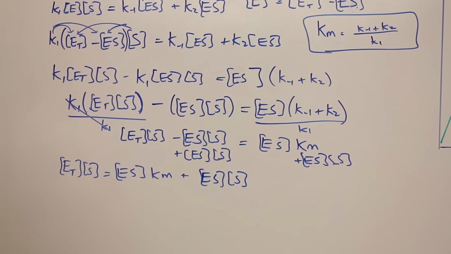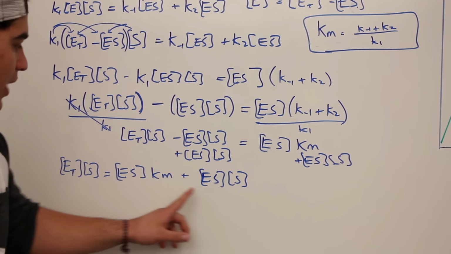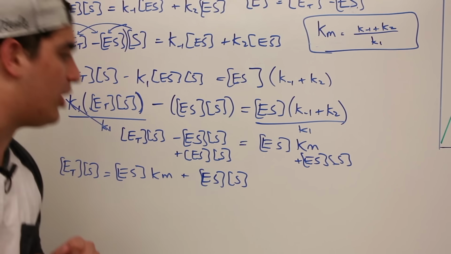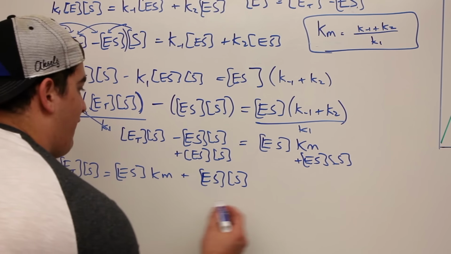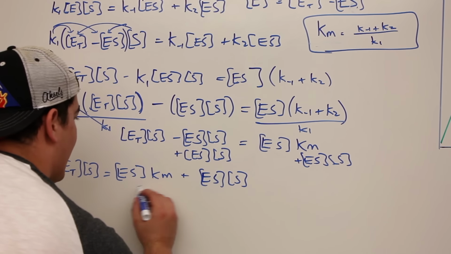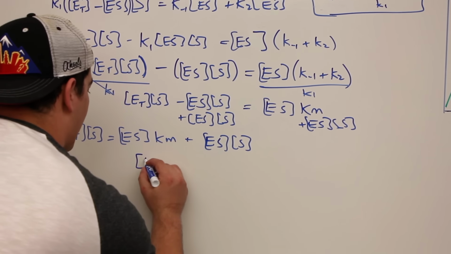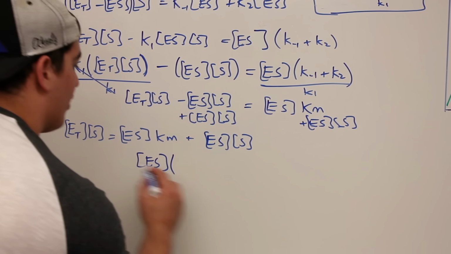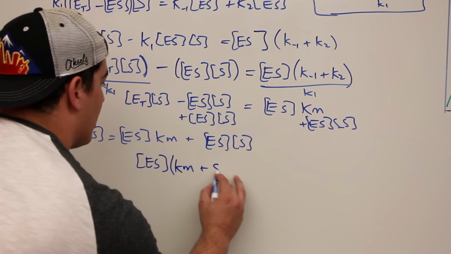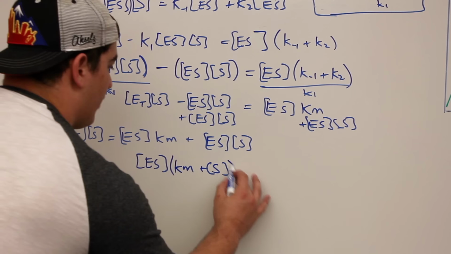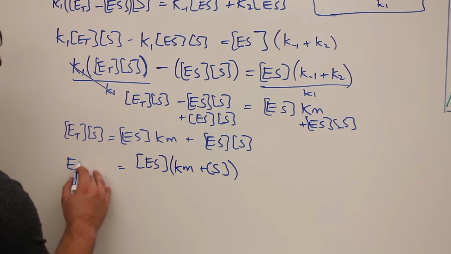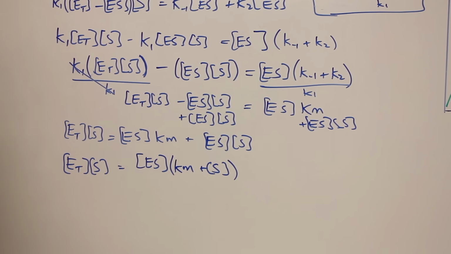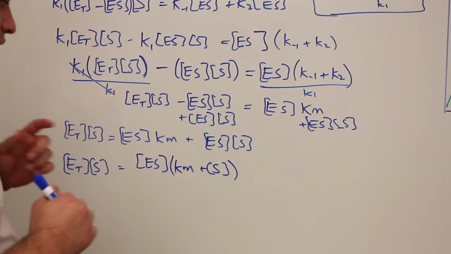Now what can I do? Now if you notice, look what I have here. I have an enzyme substrate that I can factor out of both of these. Let me go ahead and do that now. So if I factor that enzyme substrate out of both of these, what do I get? Enzyme substrate, parentheses. I'm going to pull this and that out, so it's going to be Km plus substrate concentration, all equaling enzyme total times substrate concentration. All right, so now it's looking pretty good here.